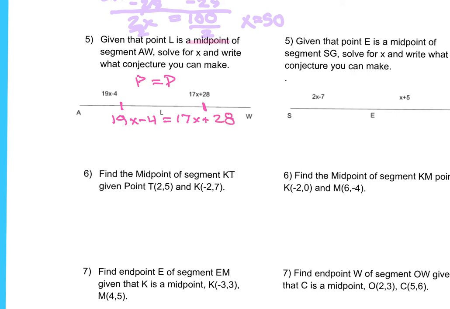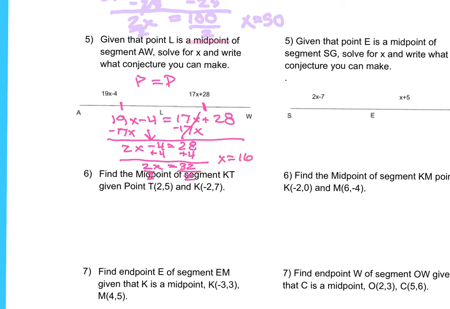Okay, we're going to bring the smallest x over to the biggest x, so we're going to subtract 17x from both sides, which gives us 2x minus 4 equals 28. And then we're going to add 4 to both sides, which gives us 2x equals 28 plus 4, which is 32. And then we're going to divide by 2, which gives us x is equal to 16.